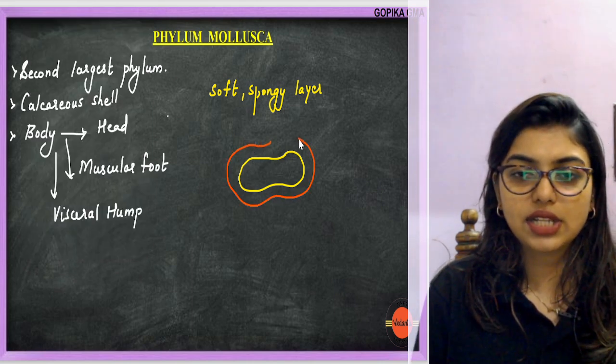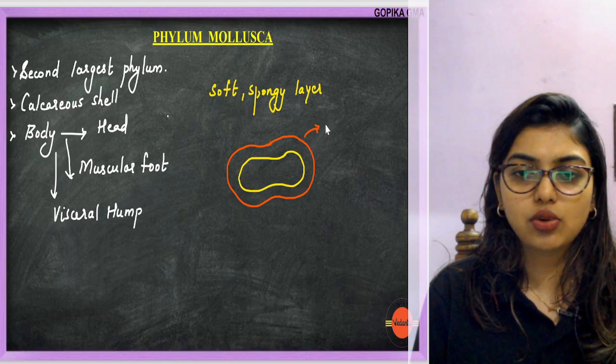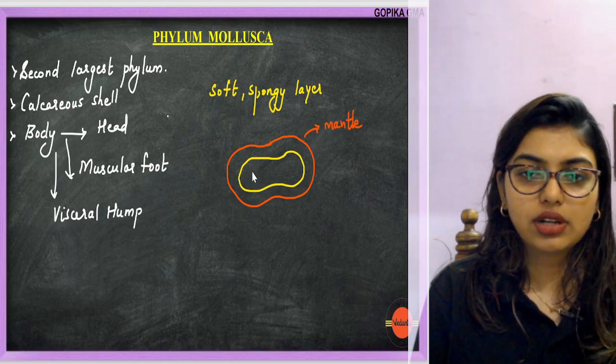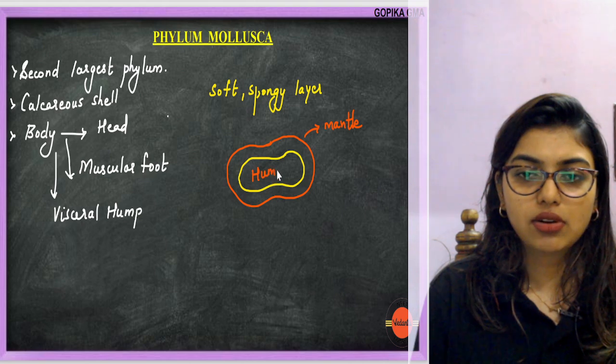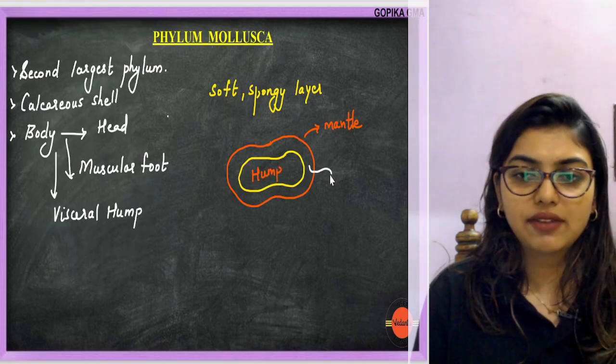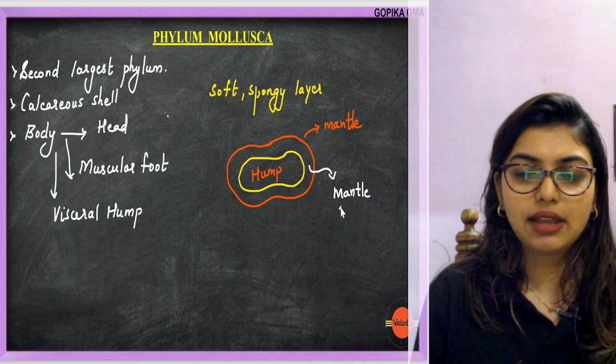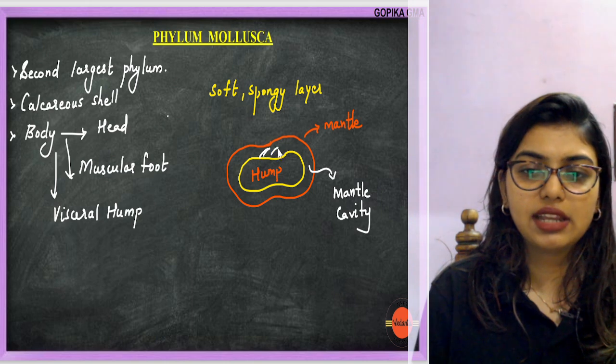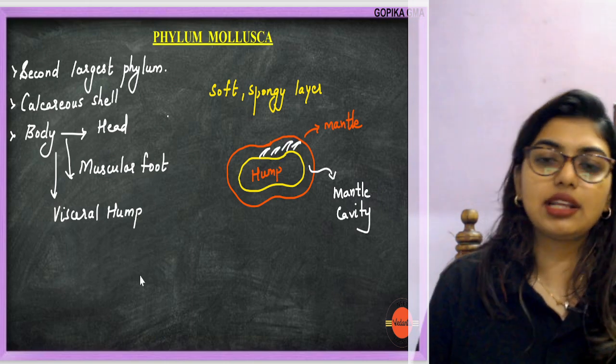Now this is the visceral hump. There is a coating, this soft tissue is called the mantle. And this is called the hump. Between these two, there is a cavity called the mantle cavity. And this mantle cavity is not a small thing, because it has feather-like gills present inside it.